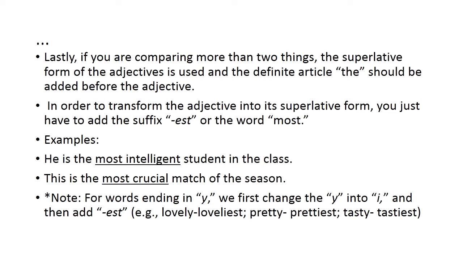Lastly, if you are comparing more than two things, the superlative form of the adjective is used and the definite article the should be added before the adjective. In order to transform the adjective into its superlative form, you just have to add the suffix est or the word most. He is the most intelligent student in the class, and this is the most crucial match of the season. So it's evident from these examples that superlative degree is used when we are comparing more than two things.